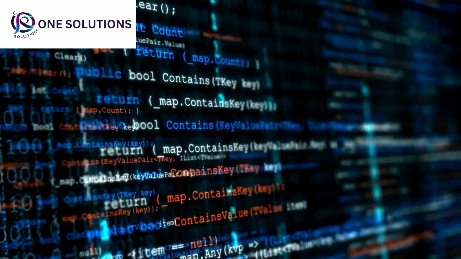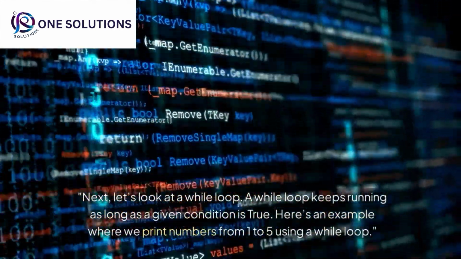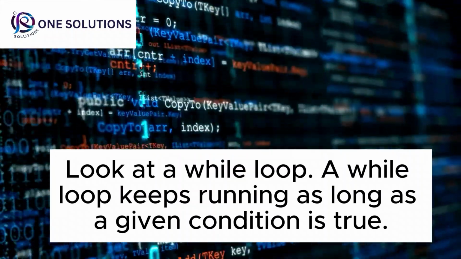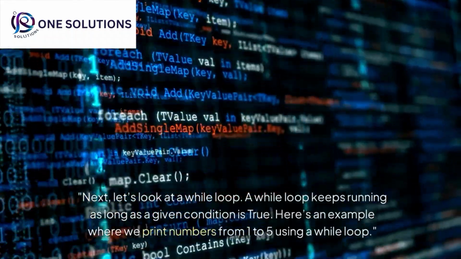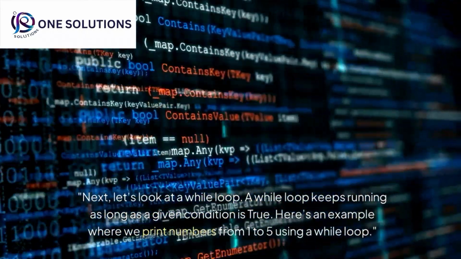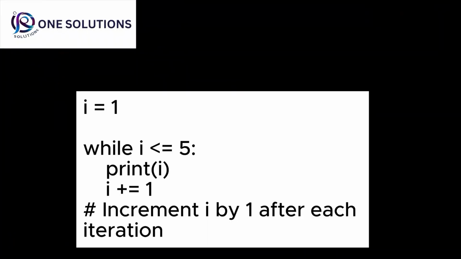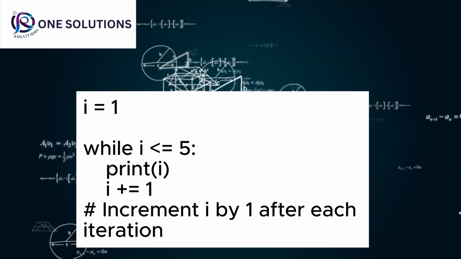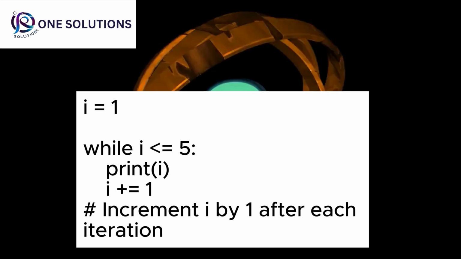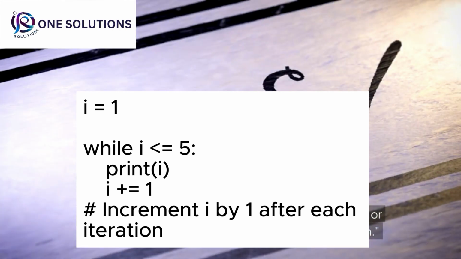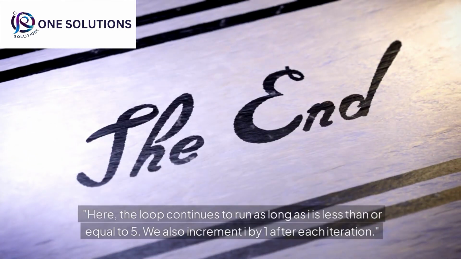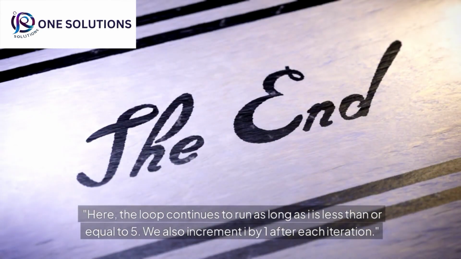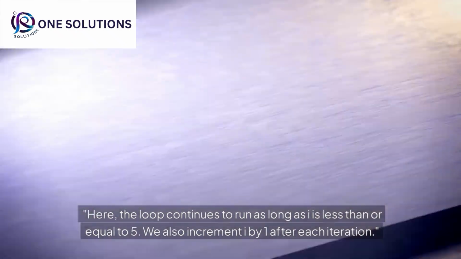Example of a while loop. Next, let's look at a while loop. A while loop keeps running as long as a given condition is true. Here's an example where we print numbers from 1 to 5 using a while loop. Code: i = 1, while i <= 5: print(i), i += 1. Here, the loop continues to run as long as i is less than or equal to 5. We also increment i by 1 after each iteration.